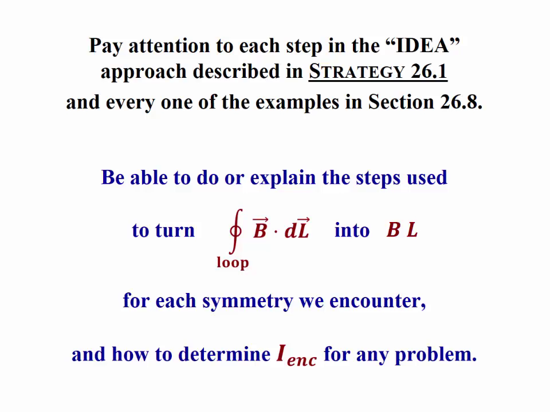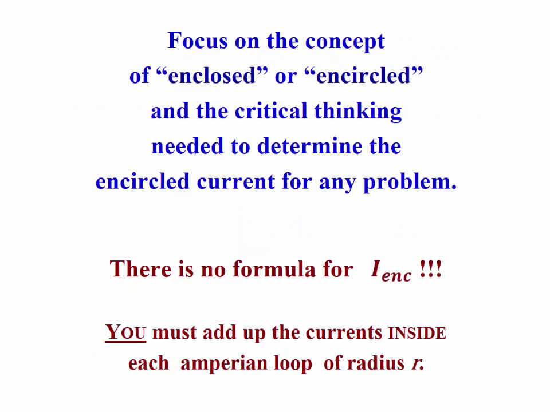Be sure you can explain the steps used to turn the integral of B dot dl around the loop into a simple product of B times L for each of the symmetries, and how to determine I encircled for each problem we might encounter. Please focus on the concept of enclosed or encircled and the critical thinking you need to use to determine the encircled current for any problem. This is the same challenge you had with Gauss's law, and you can actually use some of the Gauss's law thought processes, that is the critical thinking process, to attack these problems.